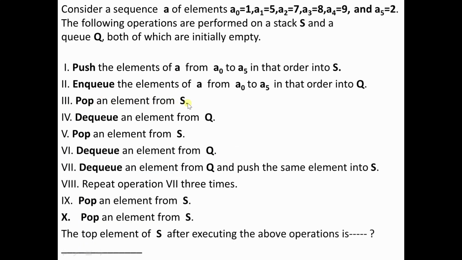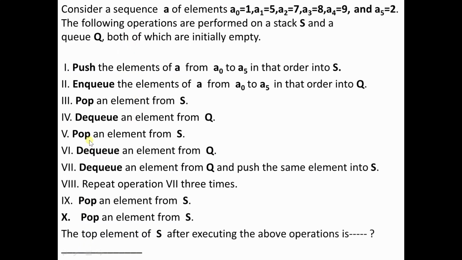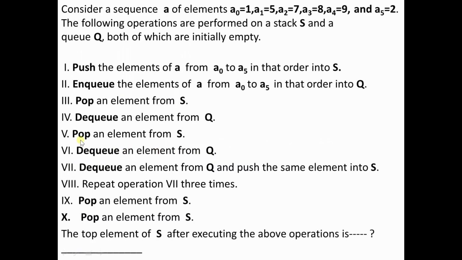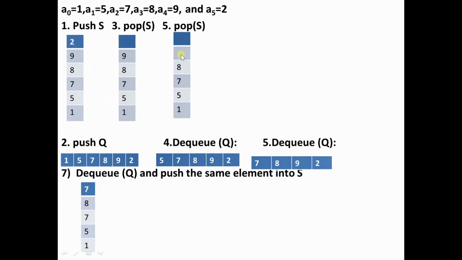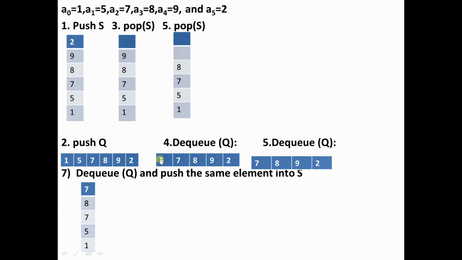Next, pop an element from S. We have to remove the topmost element from S. The topmost element is the last element, 2. We are removing this. Dequeue an element from Q, removing the first element from Q. First in, first out, so we are removing the first element. The answer is this, the remaining elements. Then pop an element from S. Again we are popping the next topmost element, 9, and the remaining will be the stack now. Again dequeue an element from Q. Here again we dequeue, eliminating the first one, 5. The answer is 7, 8, 9, 2.